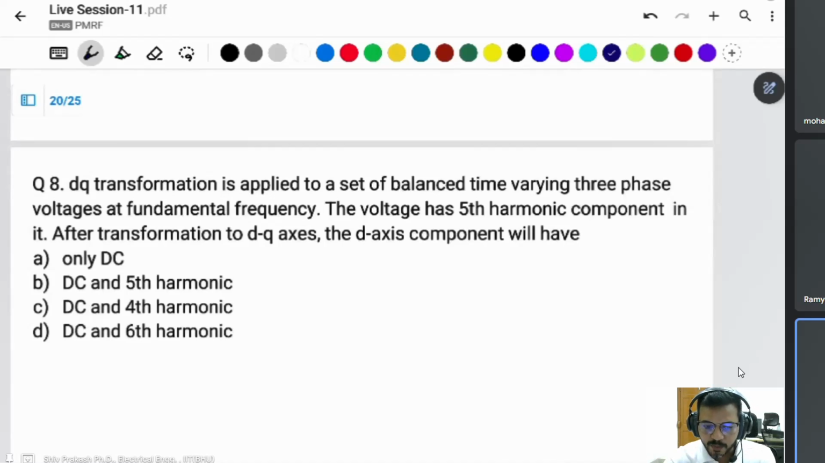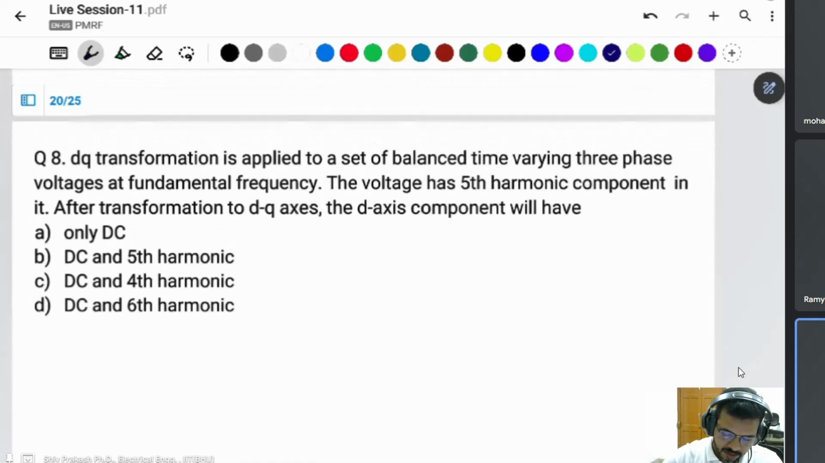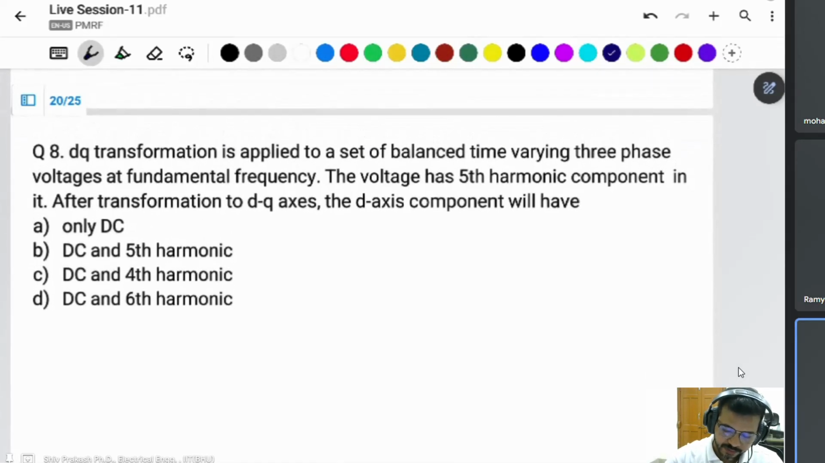Suppose there are some harmonic contents in the three-phase system, then if you transform to the DQ axis, are some harmonics also present in the DQ axis, or will it be the same thing, 0? Only DC is given. This is what it is asking. Then how will we get this one?